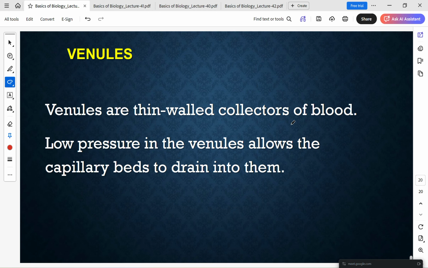Venules are thin-walled collectors of blood. The low pressure in the venules allows the capillary beds to drain into them. So the pressure gradient is such that there is the artery, then there is the capillary, then there are the veins. Of course, at the top is the heart.